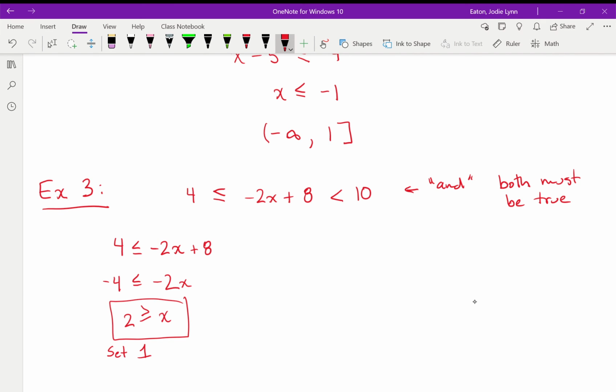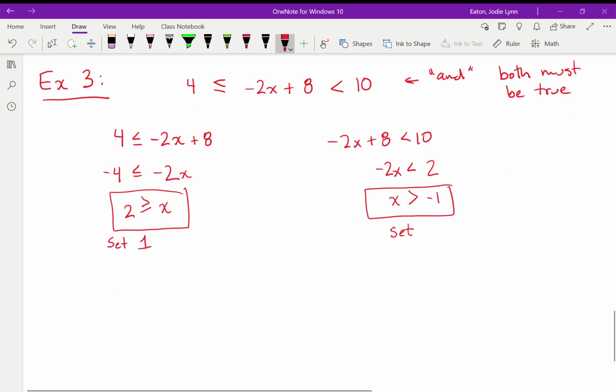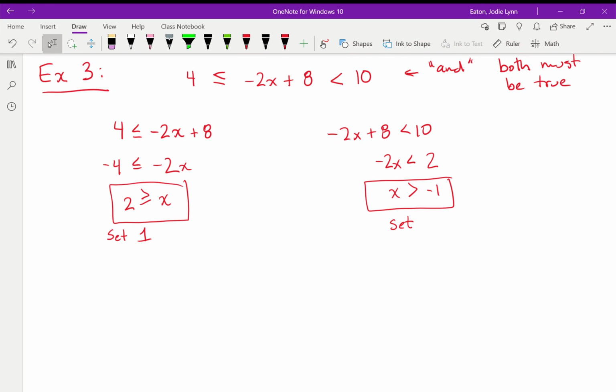On the other hand, we have negative 2x plus 8 is less than 10. So we wind up with negative 2x is less than 2, and x needs to be greater than negative 1. So this is our second set of numbers. So we are looking for the set of numbers where x is less than or equal to 2 and also greater than negative 1.